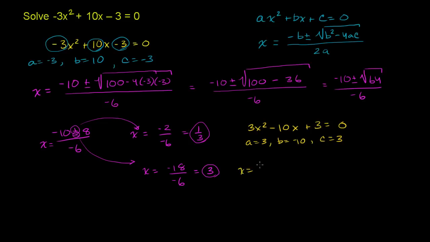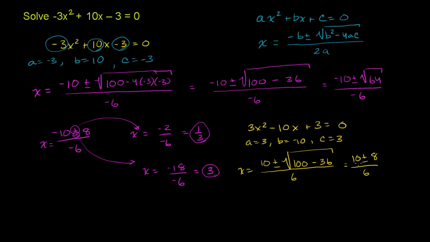We get x is equal to negative b. B is negative 10, so negative negative 10 is positive 10, plus or minus the square root of b squared, which is negative 10 squared, which is 100, minus 4 times a times c. A times c is 9, times 4 is 36. So minus 36, all of that over 2 times a, all of that over 6. So this is equal to 10 plus or minus the square root of 64, which is just going to be 8. All of that over 6.